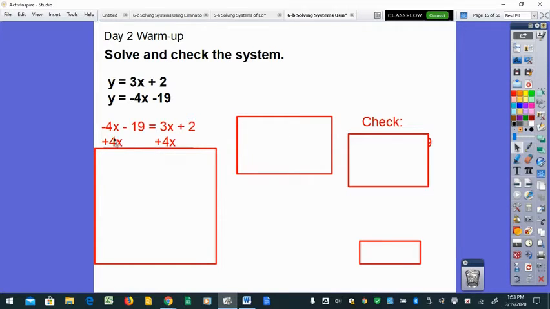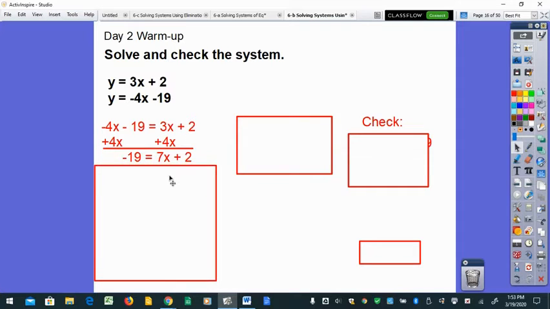So this is a 0 pair. We're going to have a -19. Make sure you don't cut that arm off, that negative. And over here, we're going to have 7x plus 2. So we now have a two-step equation. This is where you would come through and Woodruff bubble the 7x. And it's a two-step equation.